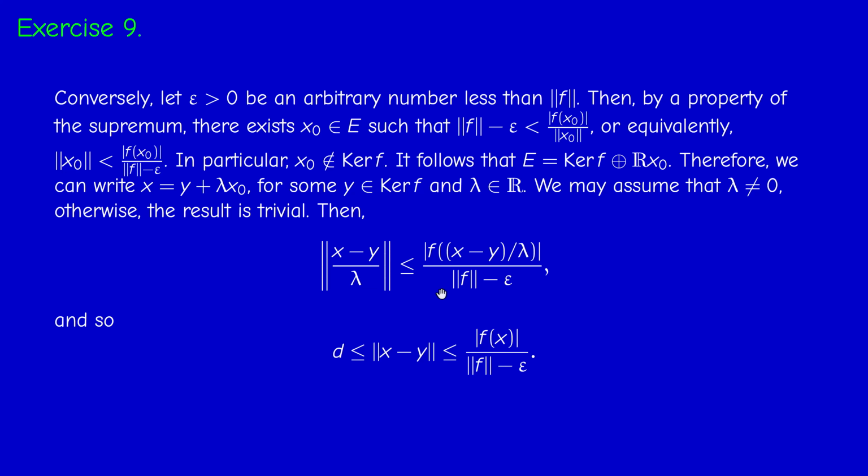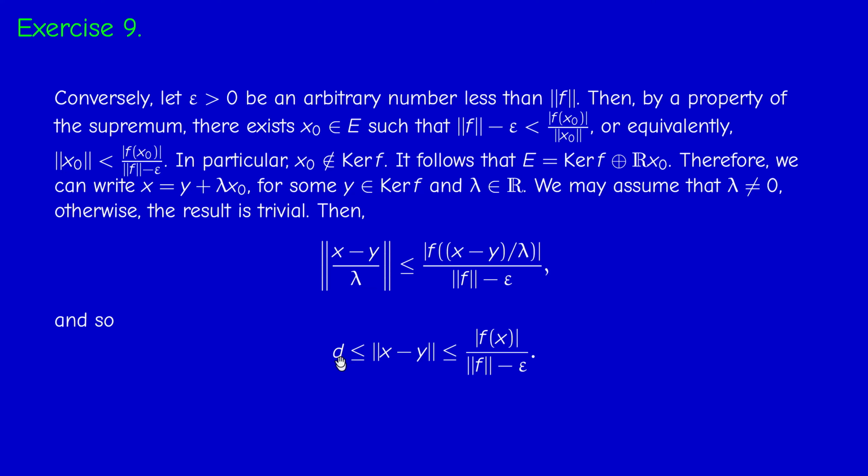Now we multiply by lambda, if you like, and by homogeneity we can get rid of the lambda. So we can simplify by lambda on both sides. And since y is in the kernel, f of x minus y is precisely f of x. So after simplification by lambda, the numerator here is just f of x in absolute value. So we get norm of x minus y is less than the absolute value of f of x over norm of f minus epsilon.